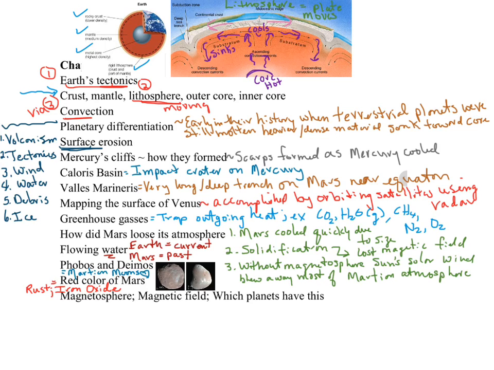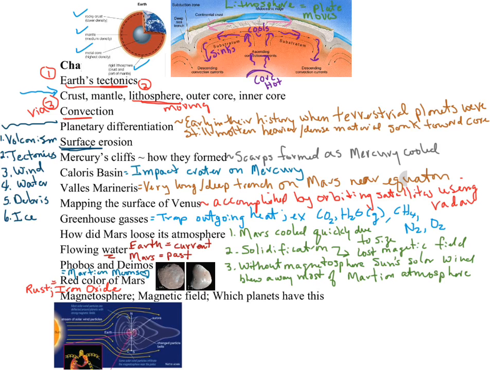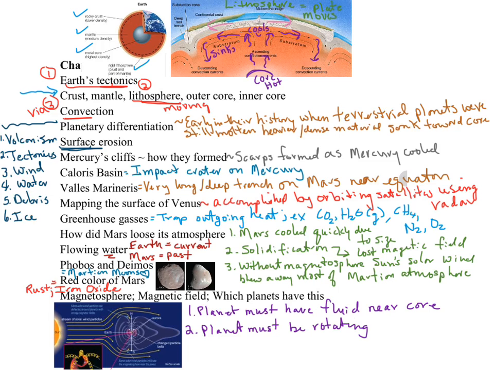The last topic there, magnetosphere and magnetic field, actually they mean the same thing. So I brought in the figure of the Earth's magnetic field that your book has, and then I said there are two conditions in order for a planet to have a magnetic field: it needs to have fluid near the core. And the thing about, for instance, Mercury is it's so small it has no fluid near the core.